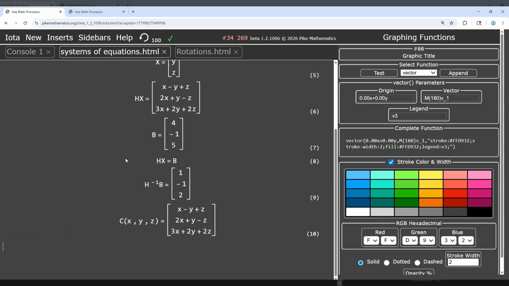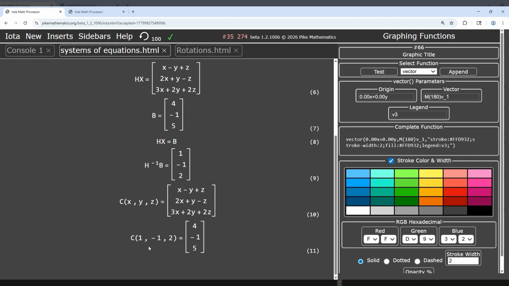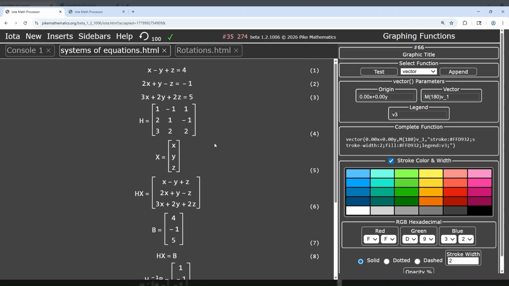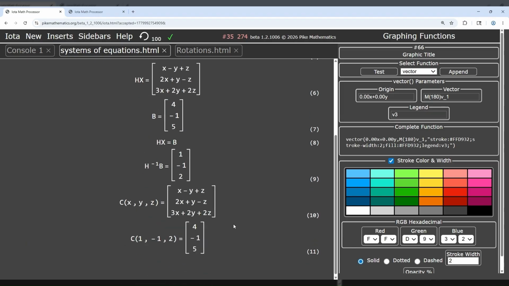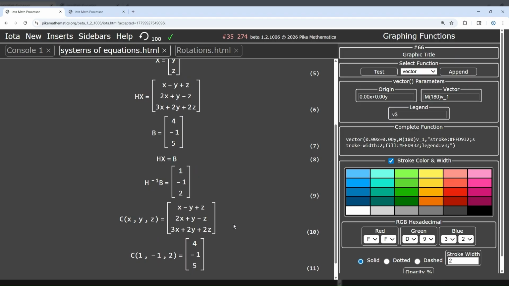All right. Now I'm going to plug in these values that we got back and make sure that this is the correct answer. So C of (1, -1, 2) equals, there you go, 4, negative 1, and 5. That's what we'd expect to get. So it worked. We think it's a useful and quick way to solve systems of linear equations.